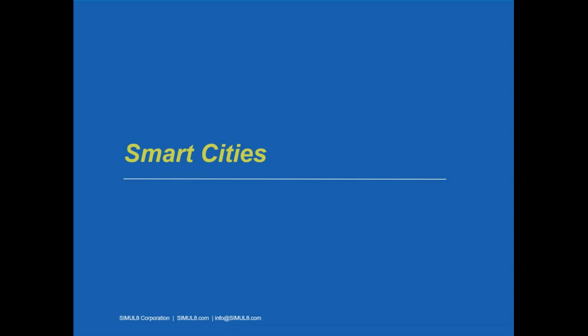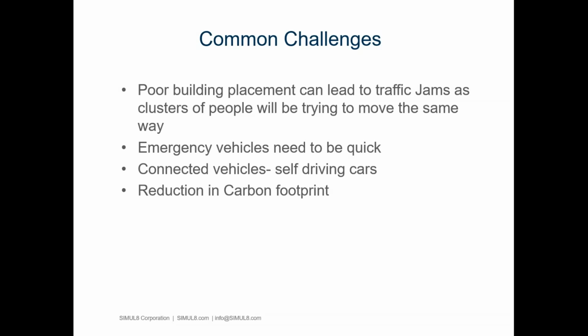The final area that I want to look at is smart cities, and this is one that discrete event simulation has probably been used for less right now, but I think it's an area that could be a useful thing to use discrete event simulation alongside in the future. So some of the common challenges are poor building placement that could lead to traffic jams, clusters of people trying to move in the same way and using all the traffic services, blocking roads, that kind of thing. Emergency vehicles need to be quick. They need to be able to navigate around traffic. They might need to even control traffic lights and things like that. This can be especially useful when we've actually got self-driving cars, which, I guess, in the future may be inevitable. There's also a reduction in carbon footprint that can be useful for smart cities.